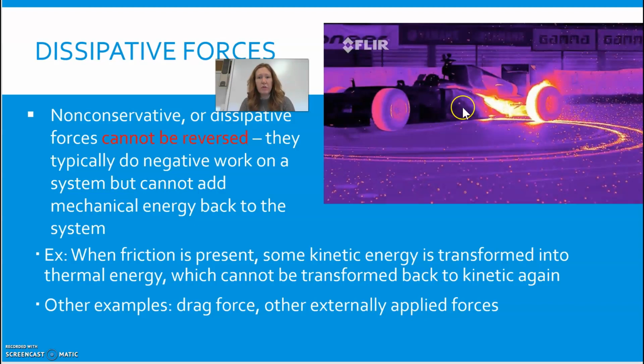This is like an infrared camera image of what happens when this car drifts, okay? And look at how hot that tire is and some of the chassis. That kinetic energy was transformed into thermal energy by the force of friction, and that thermal energy can't be transformed back into kinetic again.